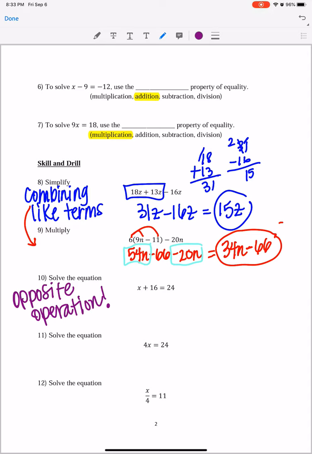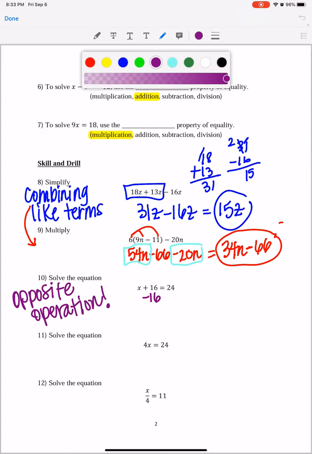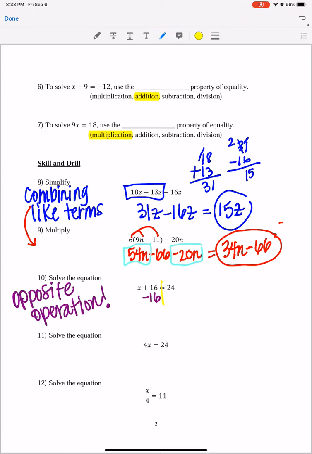So the opposite of adding 16 is to subtract 16. And what we do to one side of this equation, we must also do to the other side of this equation. So I'm going to subtract 16 over here as well. So I'm going to get x equals 8. And so we've got that variable by itself, so we are done.